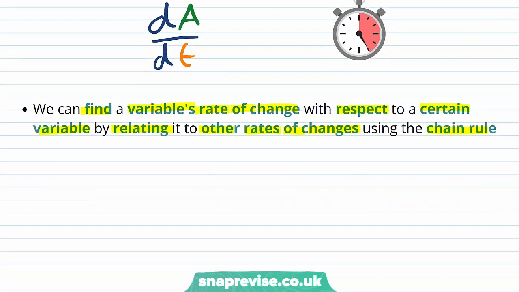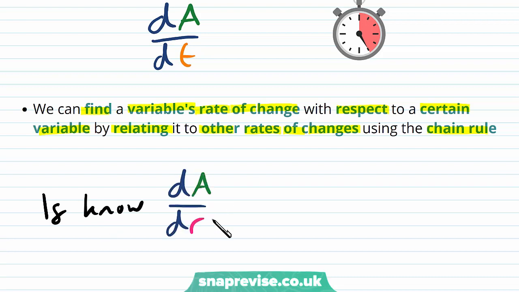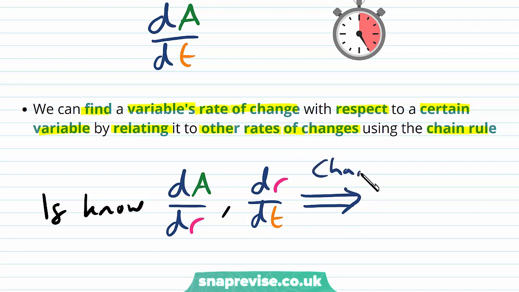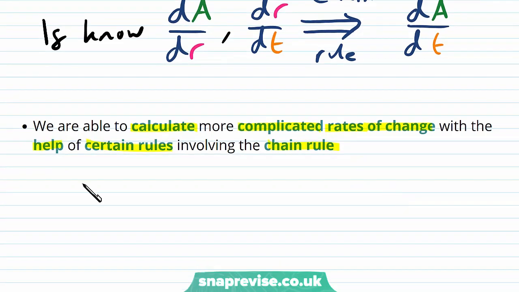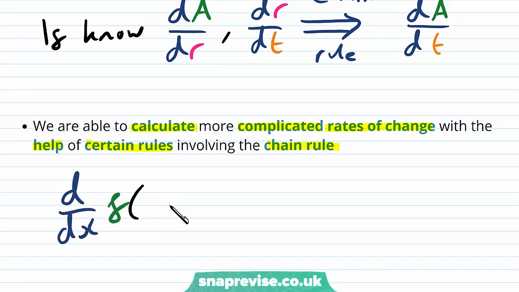So in particular, if you know the expressions for dA by dr as well as dr by dt, then we are able to use the process known as the chain rule in order to calculate an expression for dA by dt. We are able to calculate more complicated rates of change with the help of certain rules involving the chain rule. For example, if we want to differentiate in general the function f of g of x, i.e. a composite function, then we do this using the chain rule.